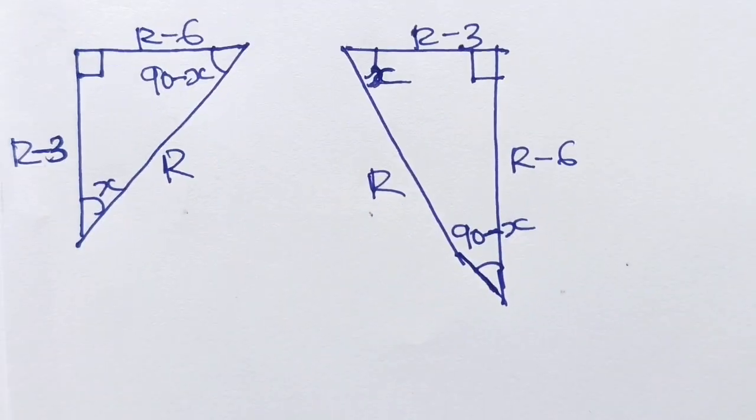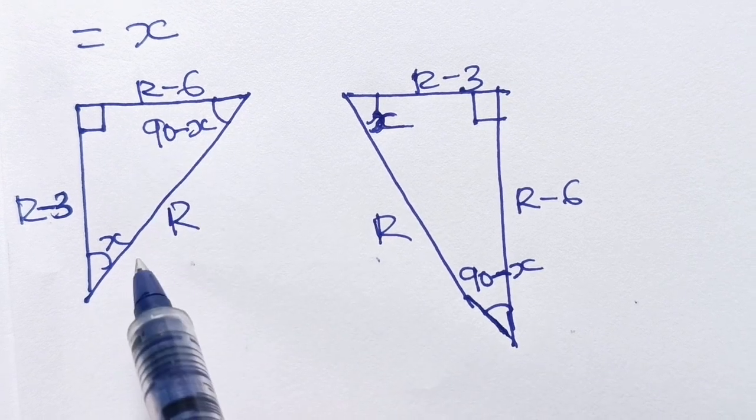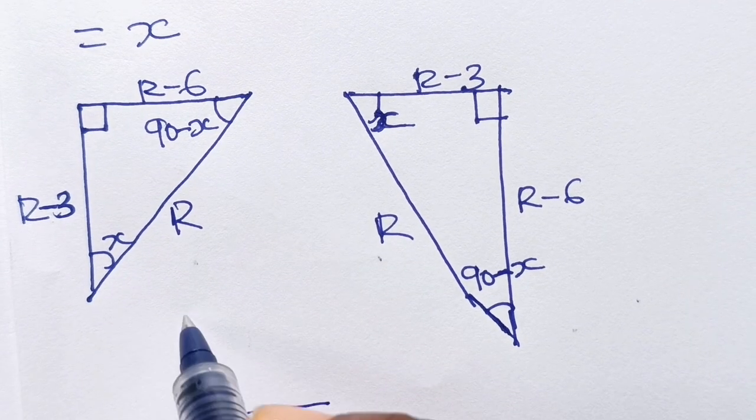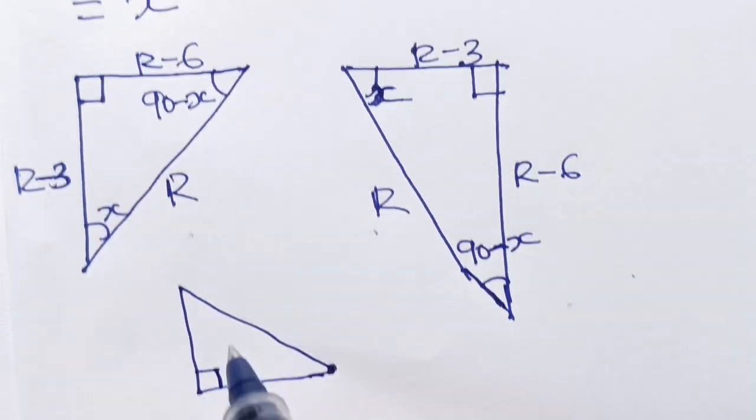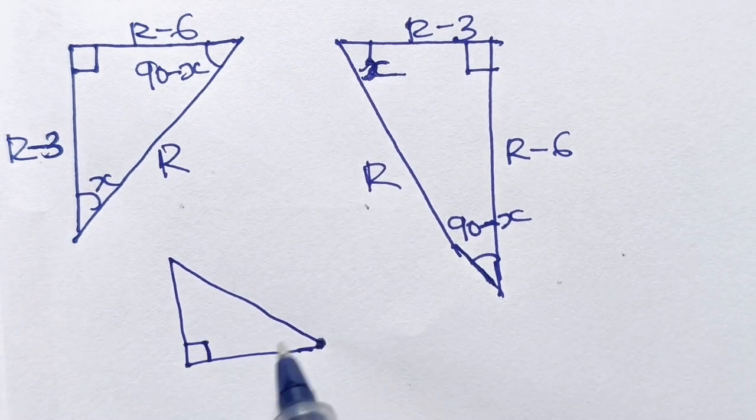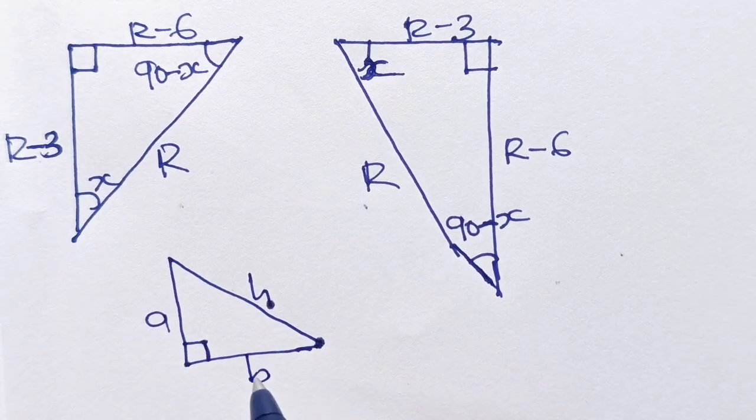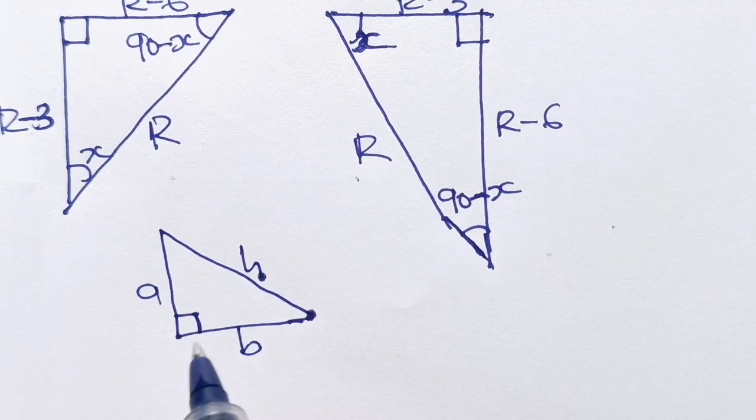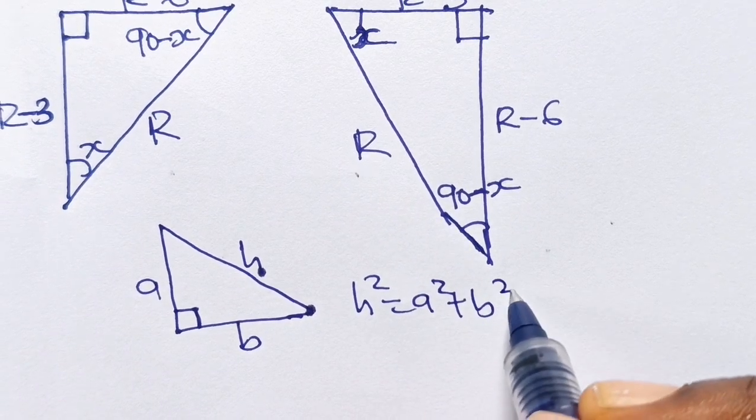So let's go back. Now we are concentrating on this, but before we do that, we need to remember the Pythagoras theorem. Okay, according to the Pythagoras theorem, in a right angle triangle, the side facing the right angle is our hypotenuse. Let's call the remaining sides a and b. Now according to Pythagoras, h squared is equal to a squared plus b squared.